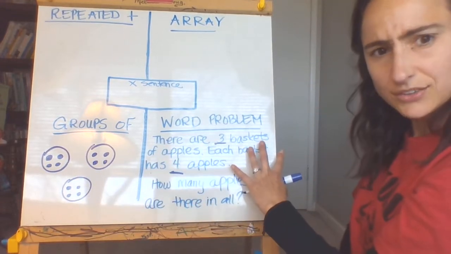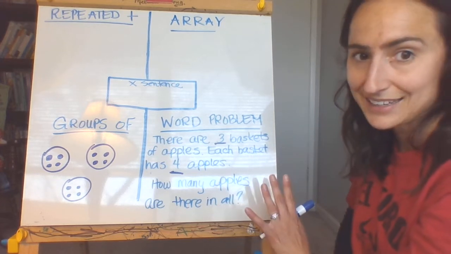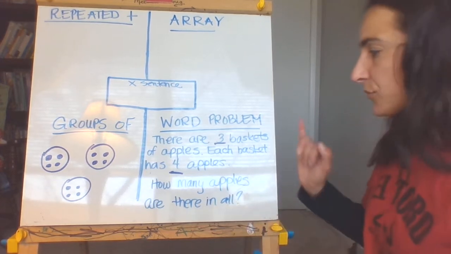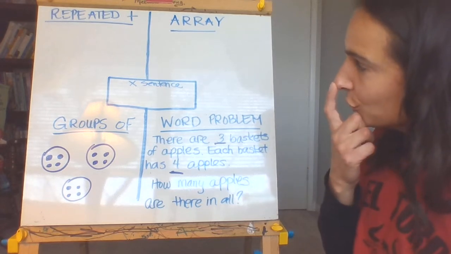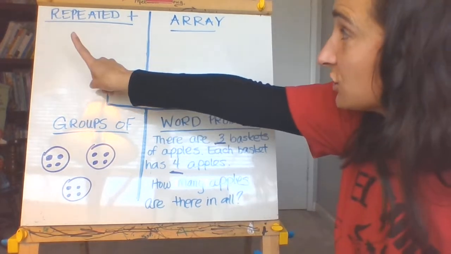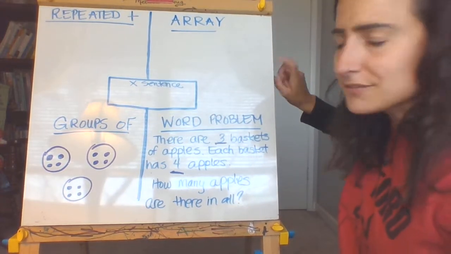Is that what it says here? You can always go back to your word problem and to confirm that's what it's asking or that's what it's saying. 3 baskets, 4 apples. All right. I think I'm going to do, what should we do next? Repeated addition? Or should we make our array? I'm going to do the array, okay?